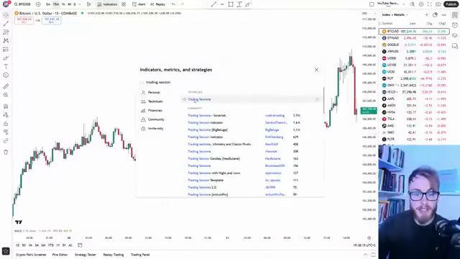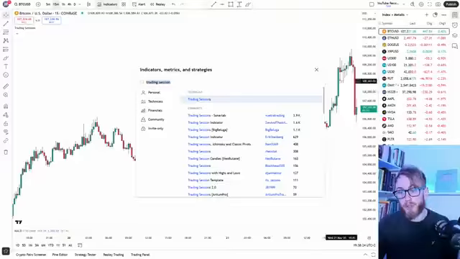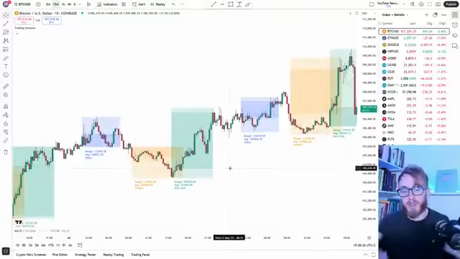And I do think that this indicator is available on the free version, but I'm not really sure. I personally do have TradingView Premium, so of course all indicators are available for me.